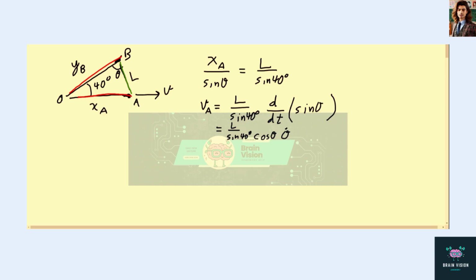So this then gives us the rate at which that angle theta is changing, and that's just that theta dot. So we can solve for that. We'll call that omega here. And that will just equal the velocity of A times the sine of 40 degrees divided by L times the cosine of theta.